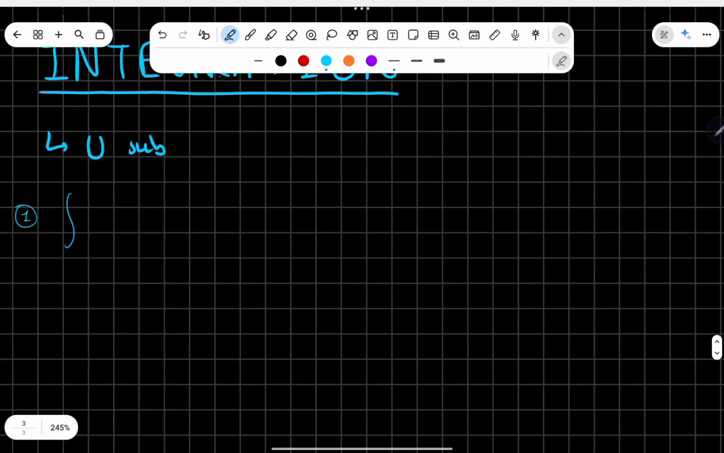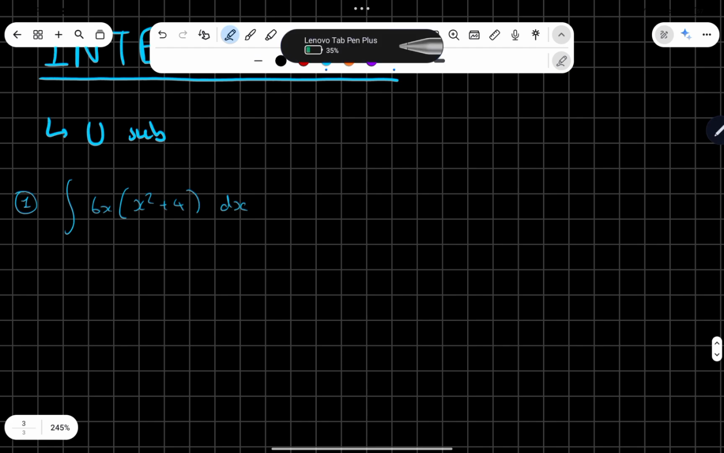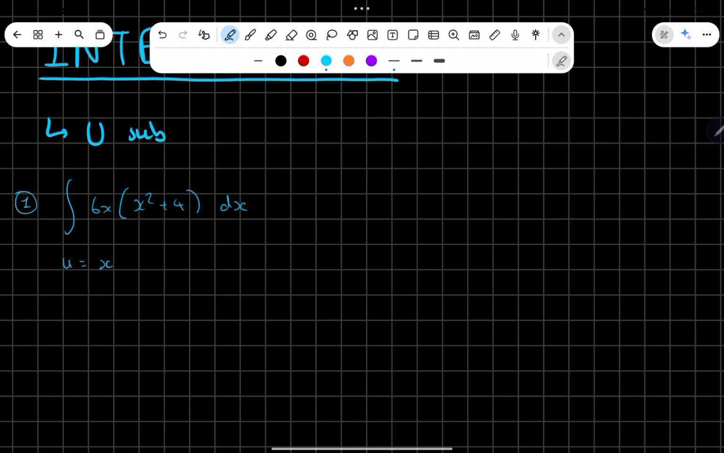of 6x times x squared plus 4 dx. Now, what we can see is that the derivative of the part inside the brackets is going to be 2x, and we are multiplying a 2x on the outside. So I could write u is equal to x squared plus 4.